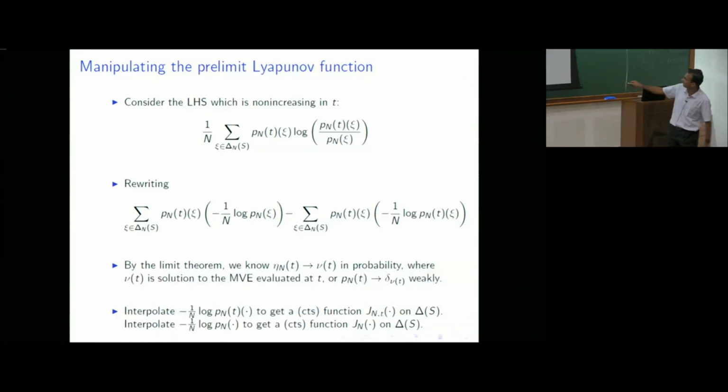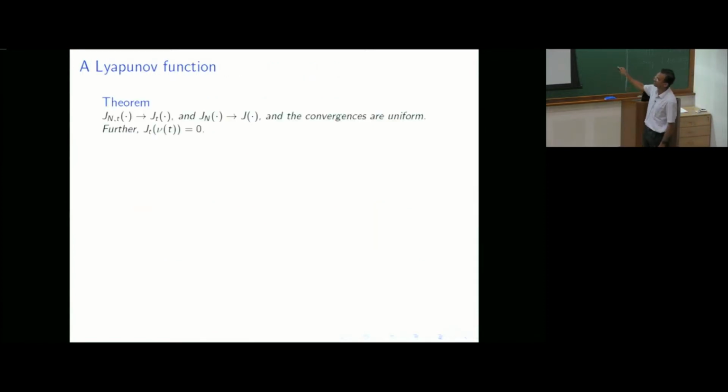Now, we know that this converges weakly to this point mass at nu of t. If we can say something about these two functions, in particular J_n^t and J_n, when we are viewing them as functions on delta of S, if there is uniform convergence, then we can essentially extract a continuous function out of them and then plug them in here, and that should give us the Lyapunov function. So this is what we guarantee from this theorem.